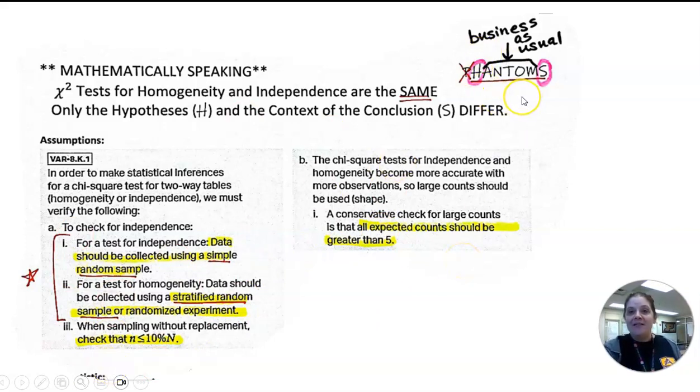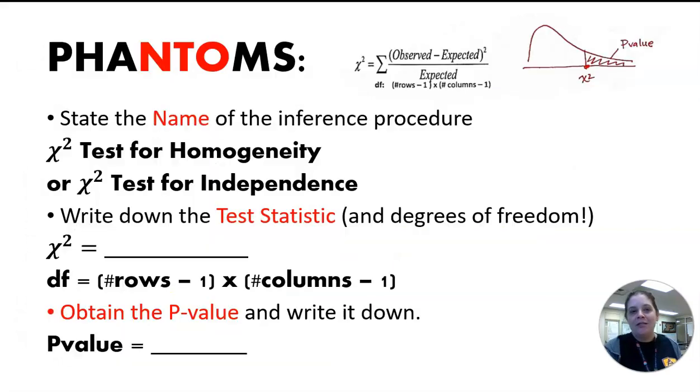So we're talking about PHANTOMS. The P is gone. H and S are a little bit different because the hypotheses and the way we express our answers are going to be different. But the ANTOM part is business as usual. It's the same stuff. Mathematically speaking, they're exactly the same.